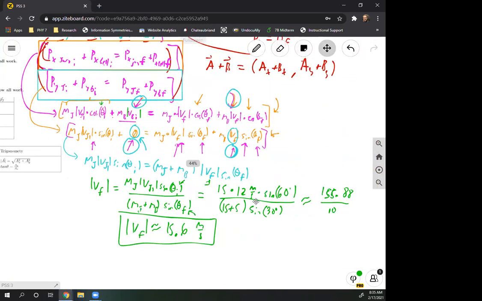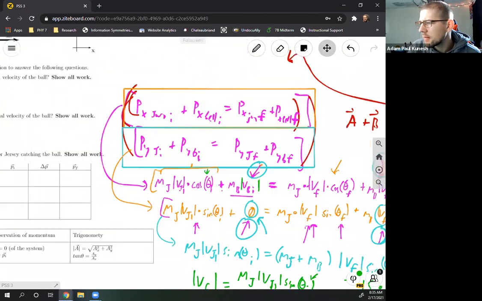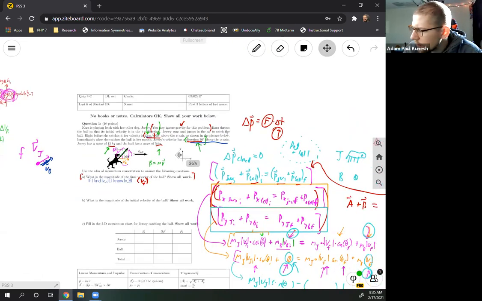Okay, cool. So the sine 30 came from the fact that that is our final direction that we know Jersey's going in relative to the x-axis. So this is before and after the collision. Before the collision, Jersey is moving 12 meters per second at an angle of 60 degrees above the x-axis. That's where the sine 60 came from. And then after the collision, when the two are stuck together, Jersey's velocity is 30 degrees above the x-axis. Because Jersey and the ball are stuck together, they share the same velocity vector.